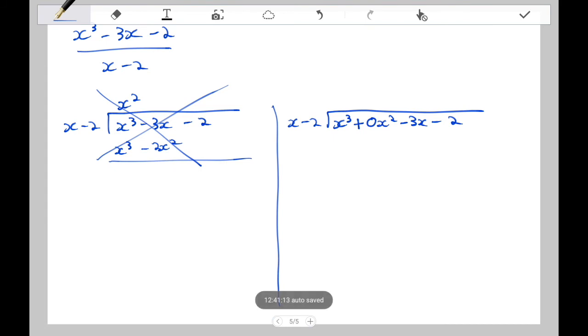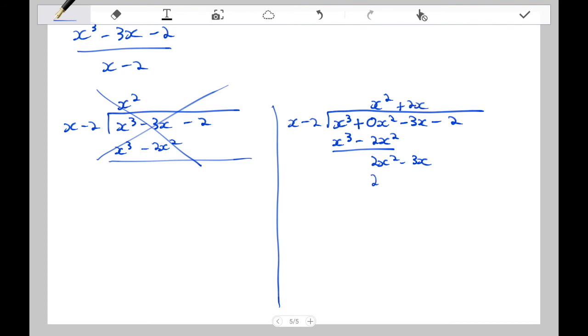So now if we use our method, x into x cubed, well, that's x squared. Oh look, now we've got an x squared column, that's good. And we can multiply it out and we get x cubed minus 2x squared. We take that away and we end up with 2x squared here and minus 3x. Multiply, right, x to 2x squared, that's plus 2x.